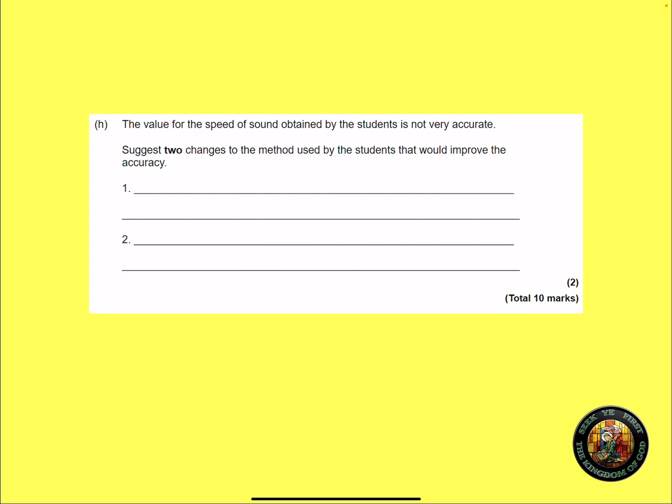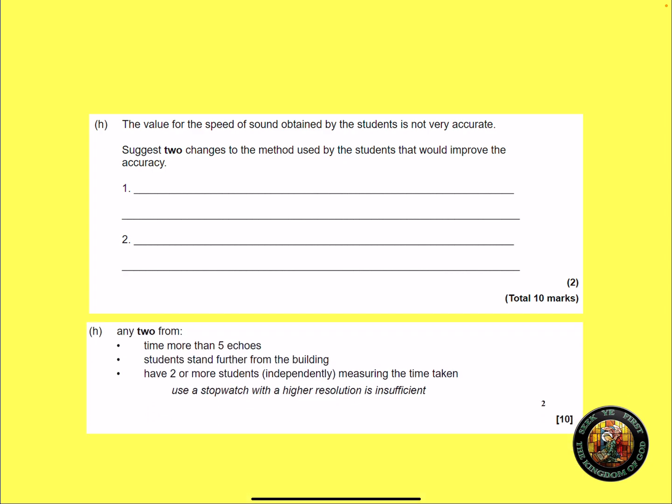Okay, let's move on. Final question, 2 marks. Have a go at this. Suggest 2 changes to the method used by the student that would improve the accuracy. Pause the video here. Okay, if we look at this, there you go. Any 2 from 3 answers there, 2 marks. And that question was worth 10 marks.